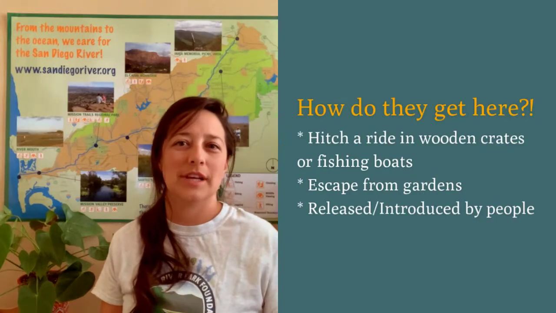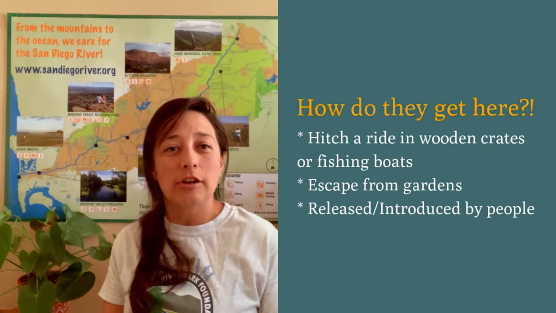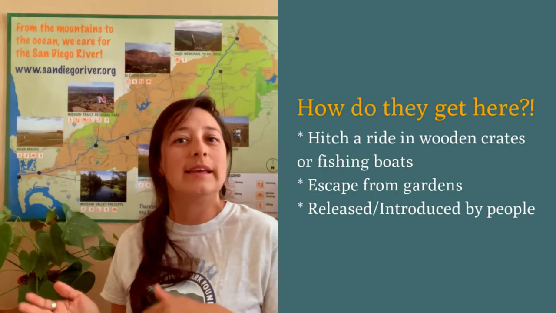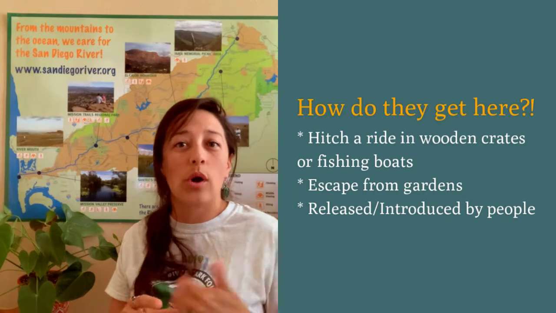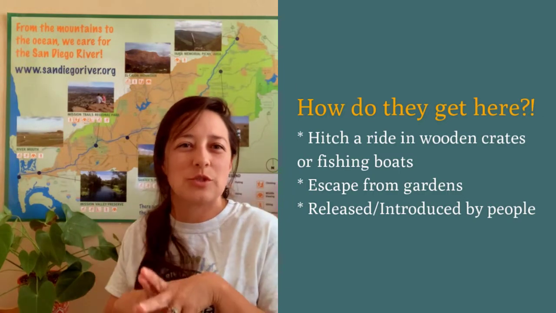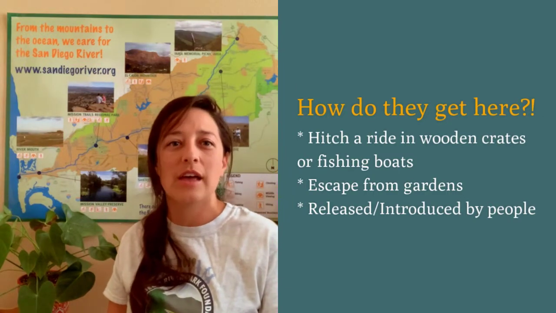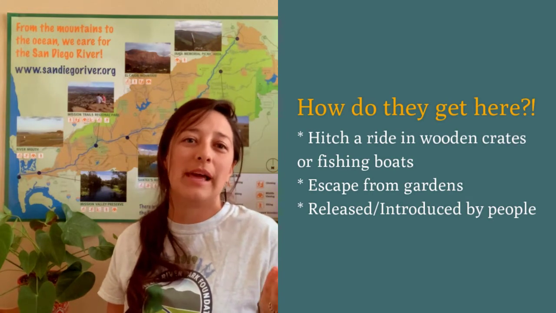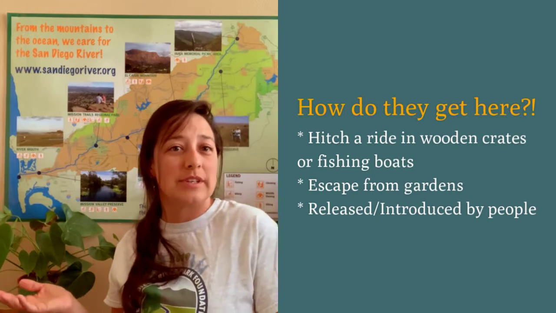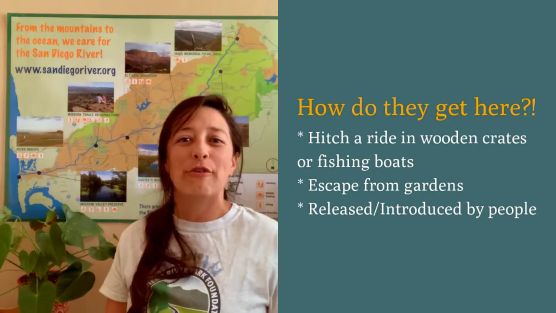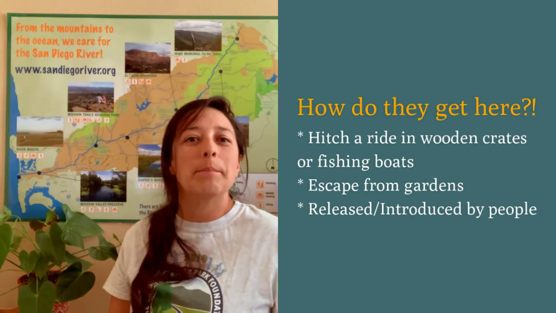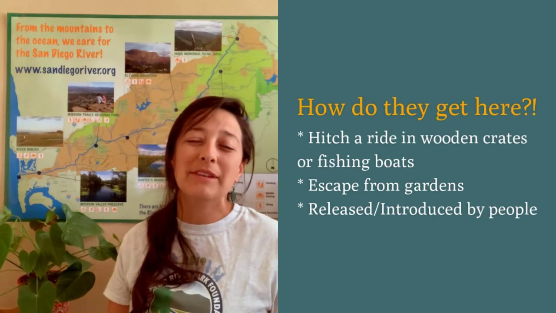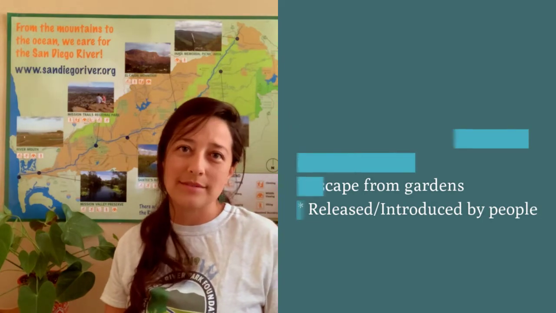So you must be asking yourself, how do they get here? Well, exotic plants and animals arrive here in many different ways. Some arrive by accident, like insects hitching a ride in wooden crates, or aquatic animals and small shellfish transported in the hulls of fishing boats. Sometimes they're intentionally brought in here by people, like landscape plants, for example, that are sold at nurseries, which eventually escape from people's gardens. Some animals, like pet turtles, are even released in the wild by people, and they become invasive pests in our waterways.